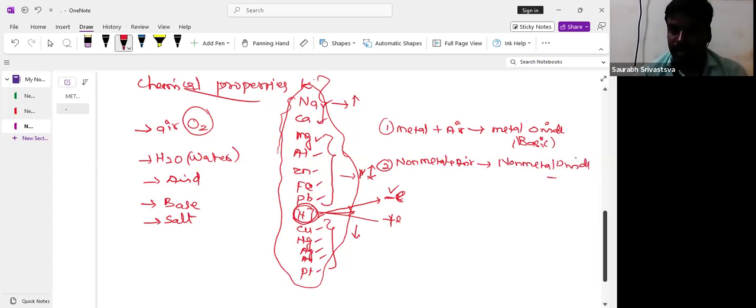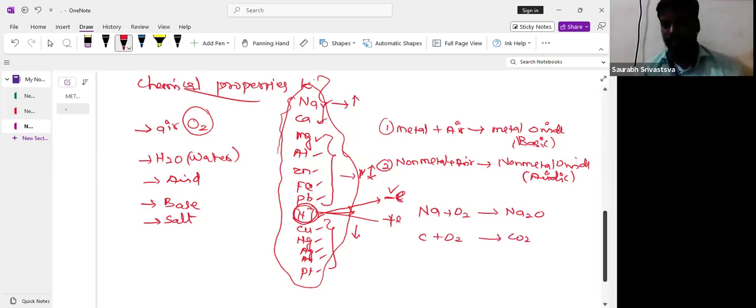This is acidic in nature. What is the non-metal? What is the metal? For example, you are taking sodium. Sodium is a metal. When it reacts with oxygen, it will become Na2O. This sodium oxide you will get. And non-metal, carbon, reacting with oxygen, you will get CO2. This is carbon dioxide you will get.